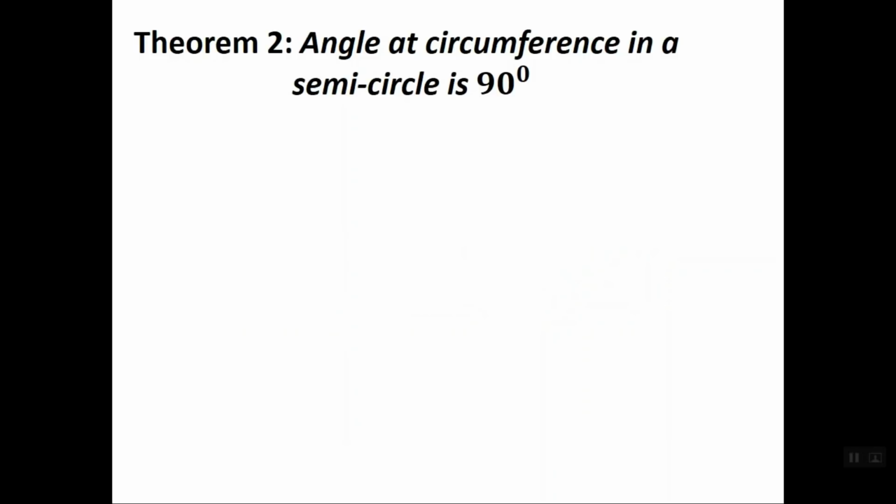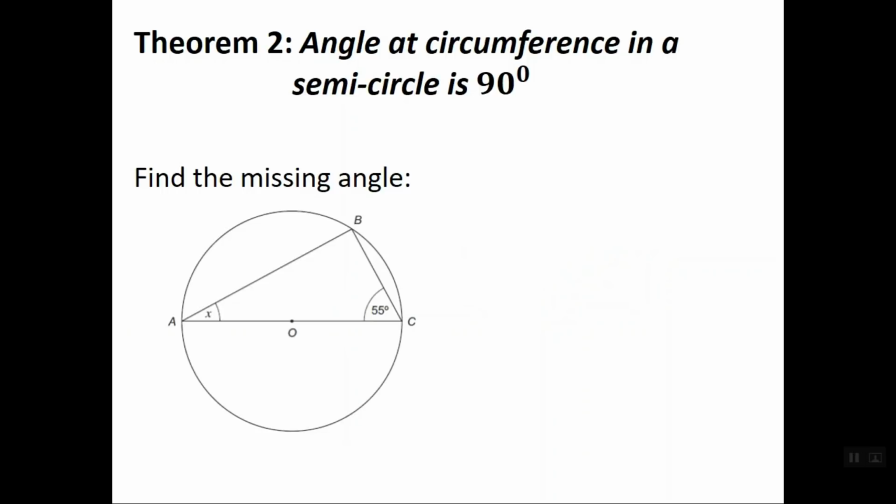Now let's look at an example involving the angle in a semicircle. Find the missing angle. So in this case, we're trying to find angle x. We can see that there is an angle there in a semicircle, so that angle would have been 90 degrees. We also know that the interior angles of a triangle sum to 180 degrees. So what we can do is add that 90 degrees plus 55 degrees and take it away from 180 degrees. So that's 180 degrees, take away 145 degrees, which therefore means angle x is 35 degrees.